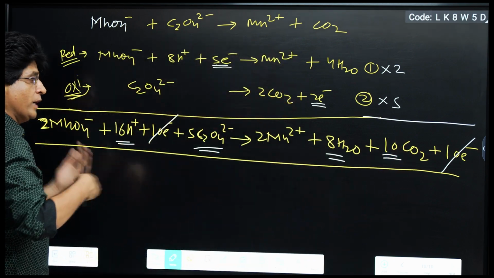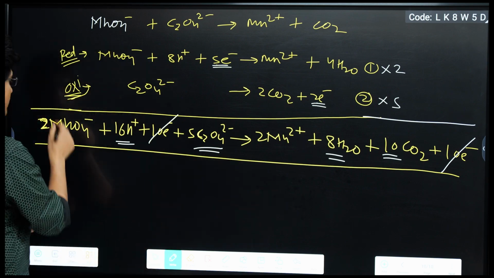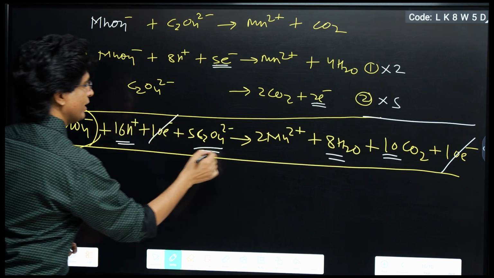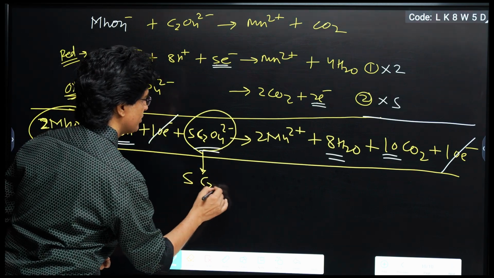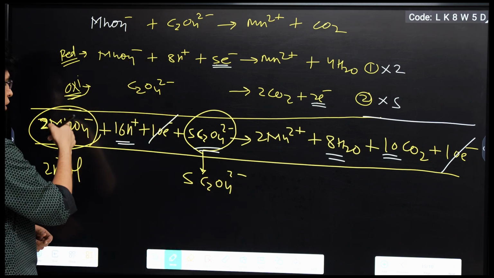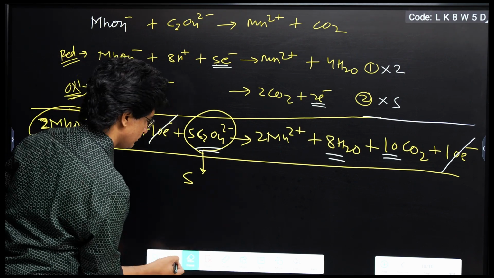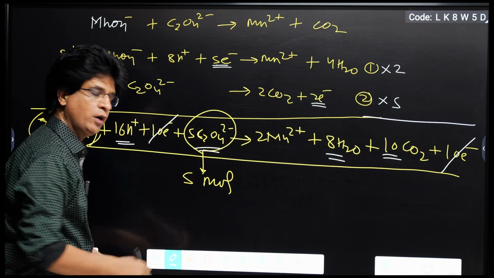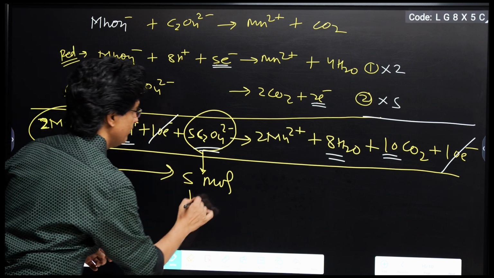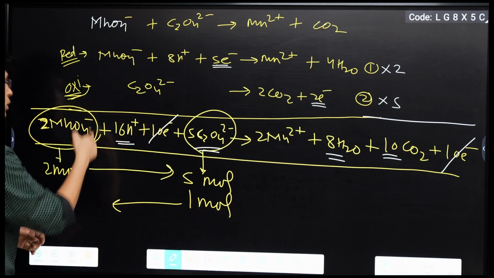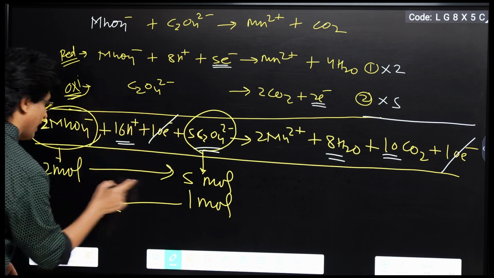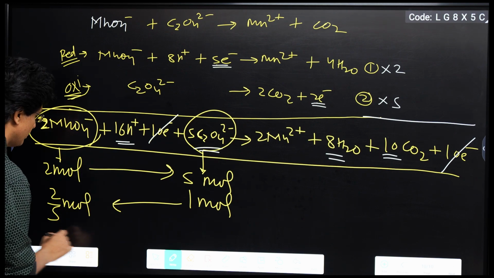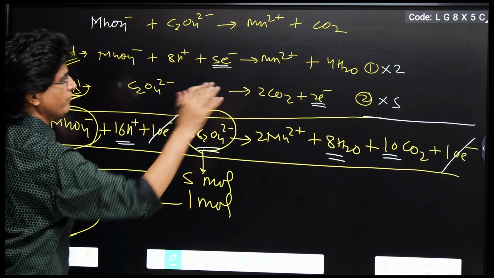Okay, so one more question, a better question they can ask you is that, look up here. Here we have got 2 moles of permanganate, and we have got how many moles of oxalate? 5 moles of oxalate ion. So 2 moles of permanganate require 5 moles of oxalate. So they can ask you, 1 mole of oxalate will require how many moles of MnO4 negative to get oxidized? The answer will be, 5 requires 2, 1 will require 2 by 5 mole. Yes or no? 2 by 5 mole. These kind of questions they can ask you.